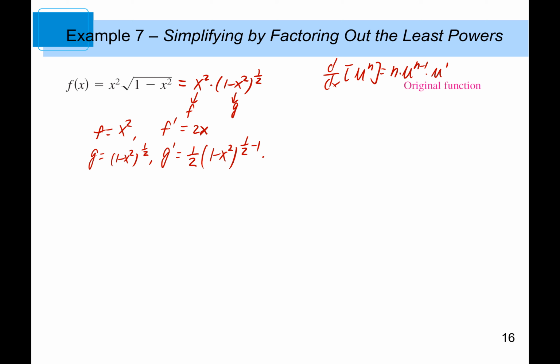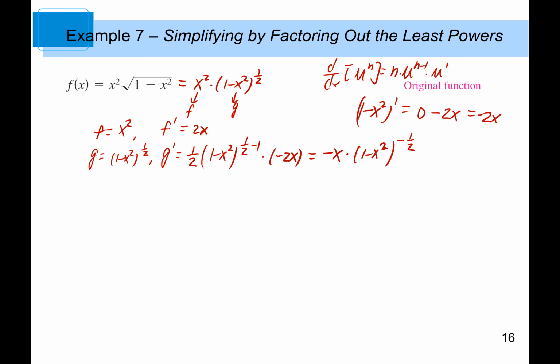u prime is going to be the derivative of 1 minus x squared. The derivative of 1 is 0. The derivative of x squared is negative 2x. So that eventually becomes negative 2x, and that's what you multiply by. Okay, so if you simplify this, 1/2 times negative 2x becomes negative x times (1 minus x squared) to the negative 1/2.